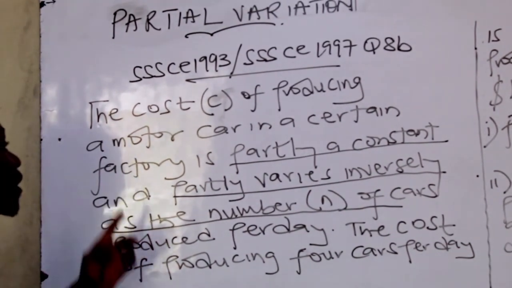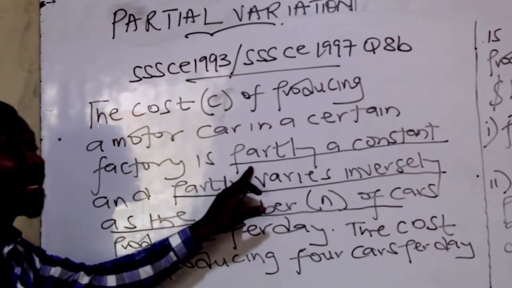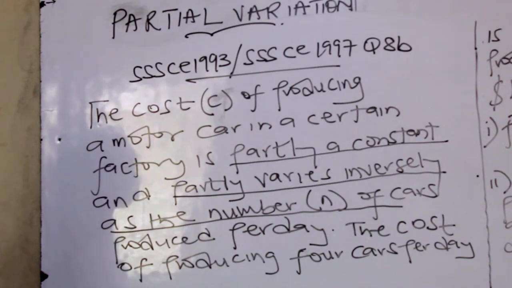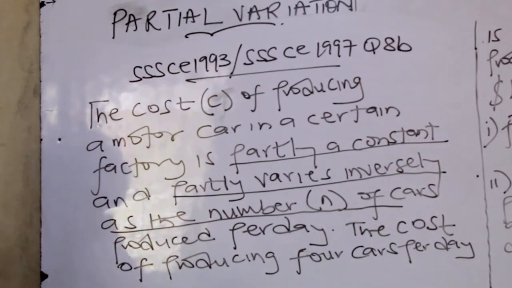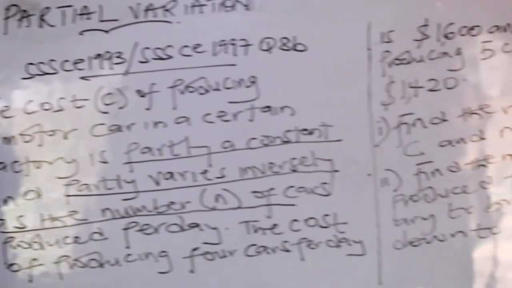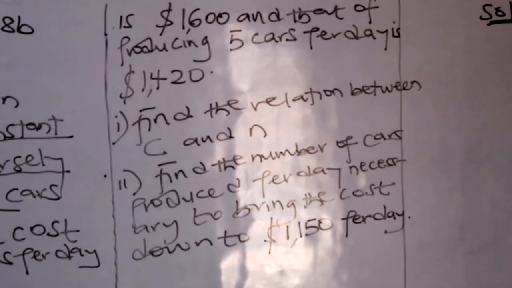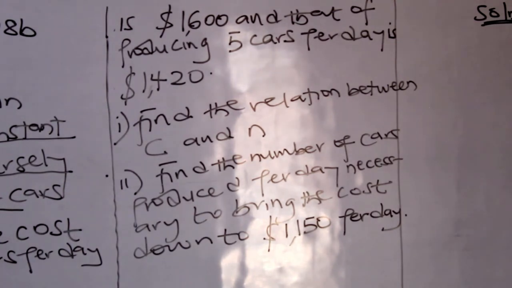Okay, let's go. The cost C of producing a motor car in a certain factory is partly a constant. So it's a key word, that's why I underlined it. And partly varies inversely as the number N of cars produced per day. The cost of producing 4 cars per day is $1,600, and that of producing 5 cars per day is $1,420. I find the relation, that is equation, between C and N. I find the number of cars produced per day necessary to bring the cost down to $1,150 per day. Okay, so let's look at the solution over there.